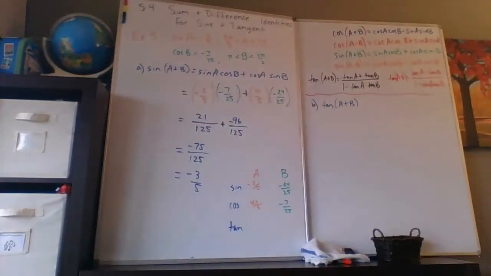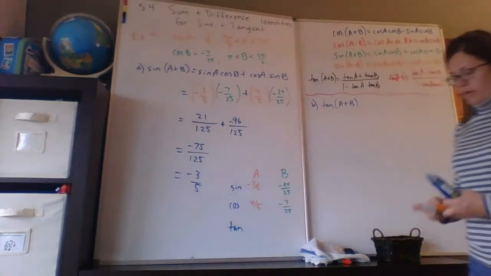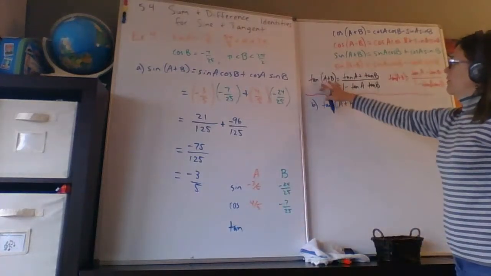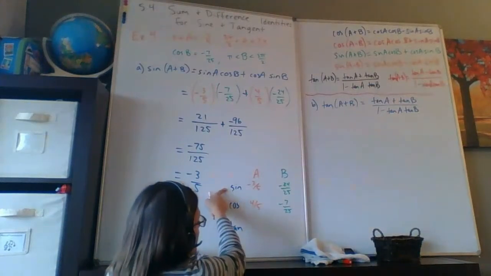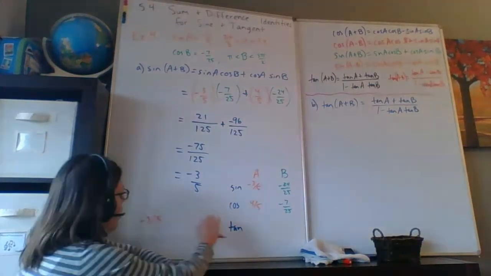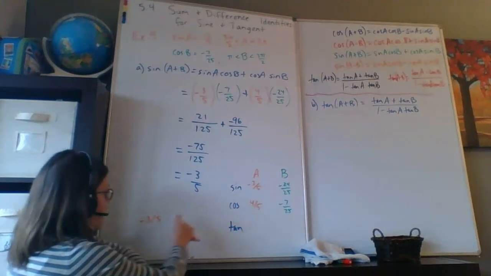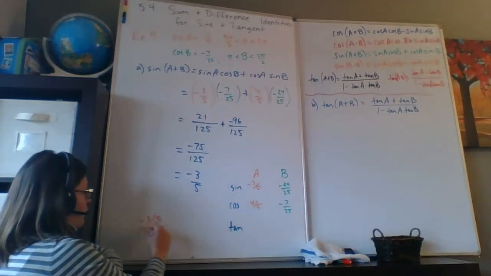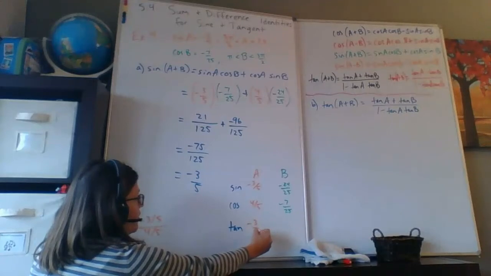Part B, tangent of A plus B. I moved the information over here. So first we use the formula for tangent. So for tangent of A, either you could have used the triangles, or tangent is also sine over cosine. So I could do -3/5 over 4/5. The 5's cancel and we get -3/4.